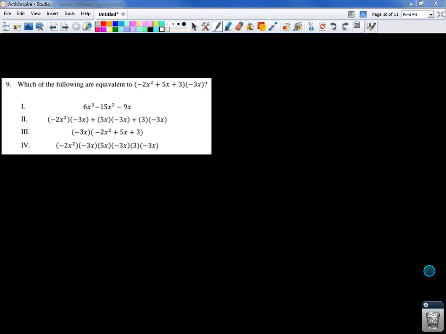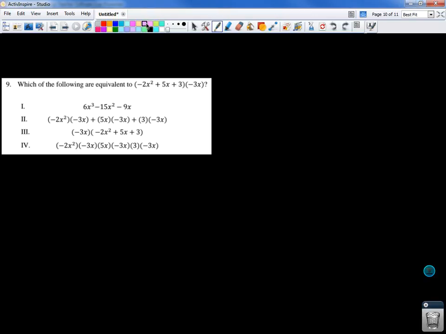following are equivalent to negative 2x squared plus 5x plus 3 all times negative 3x. So what I'm going to do is talk about which ones are equivalent and why.